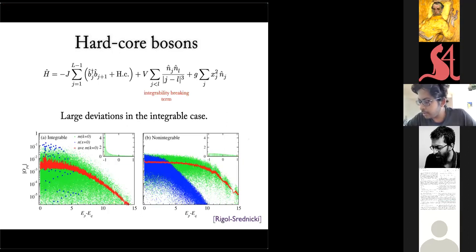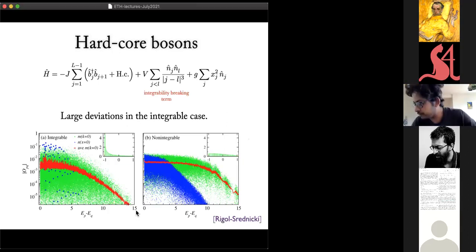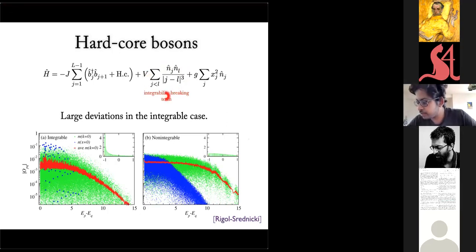Okay, so this is yet another example, but a different kind of interaction term, which you can add. This is another integrability breaking term. So what you see is now the off diagonal elements. What you see over here is that in the integrable case, this red line is the moving average. Okay, so this is the integrable case and this is the non-integrable case.